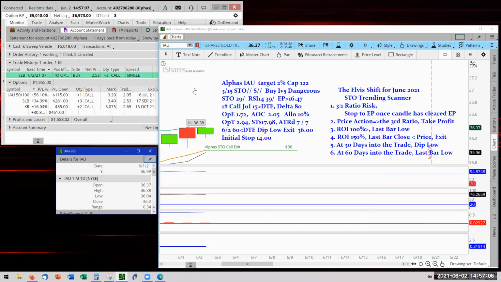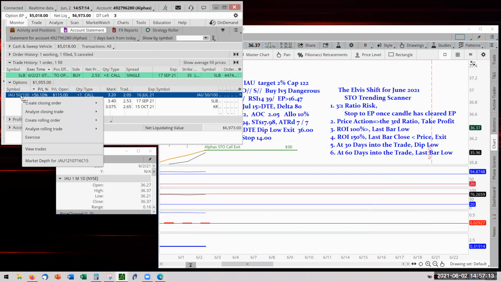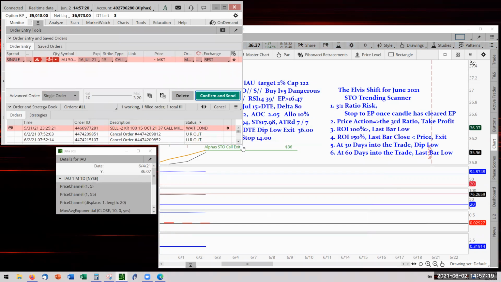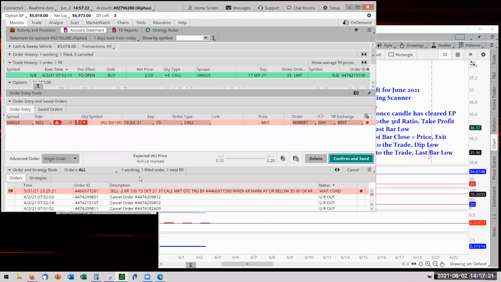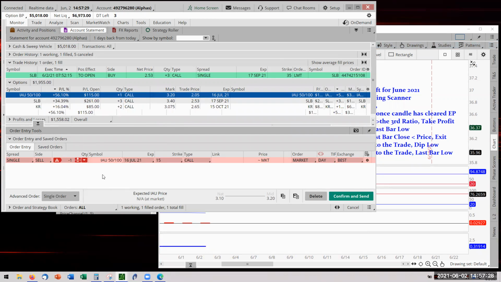Now, for some reason, the order ticket has disappeared. I don't know what happened. So how do you get back an order ticket? Well, you click here on the symbol, and you come to create closing order, sell. There's your old order ticket. Nothing's changed there. And we get rid of the staging stuff. Yep, I'm not crazy about staging. And now I have my order ticket.